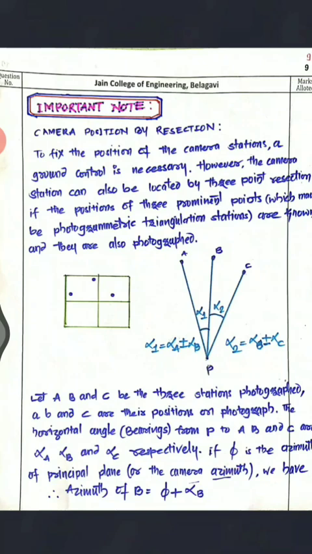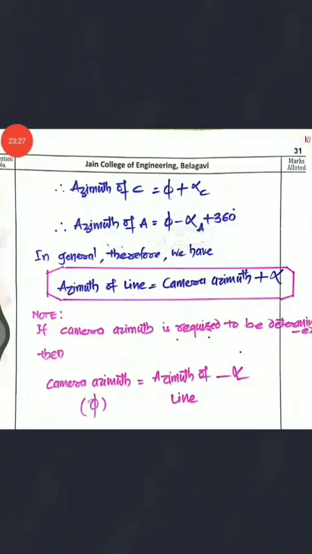Say you are going to determine the azimuth of B. When the azimuth of camera is known, then you can easily determine the azimuth of point B, right? So azimuth of B is equal to azimuth of camera plus bearing along the B, that is alpha B. Similarly, azimuth of C is equal to camera azimuth plus alpha C.